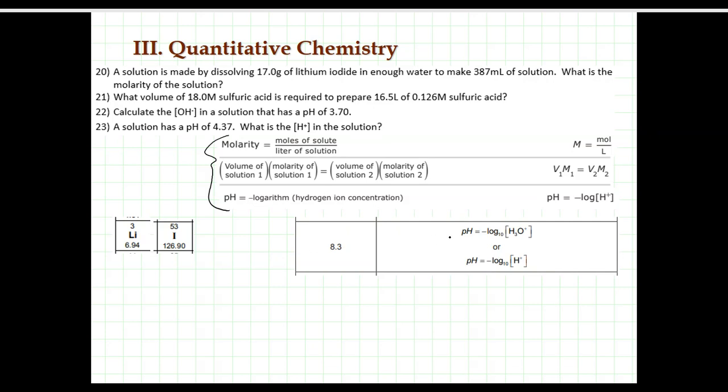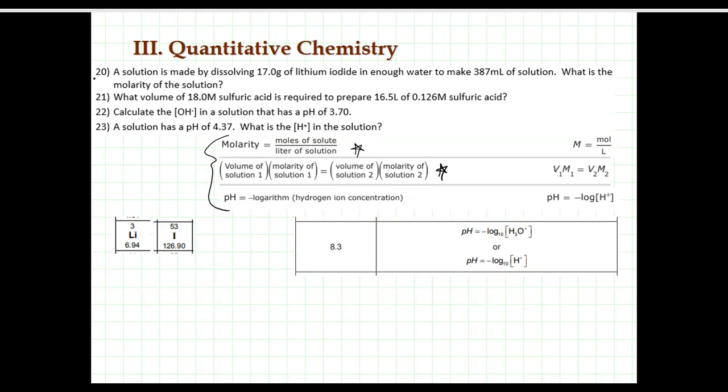For IB, we are given pH, and that's it, which means that these two you need to have memorized. Definitely have these two formulae memorized. Molarity is moles over liters. Volume 1, molarity 1 equals volume 2, molarity 2.